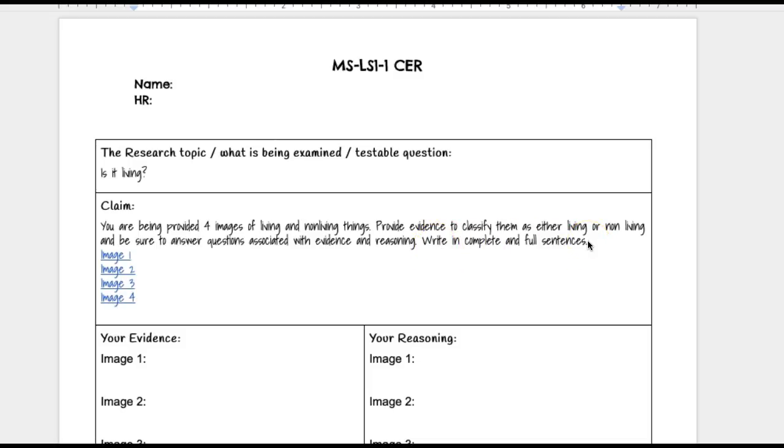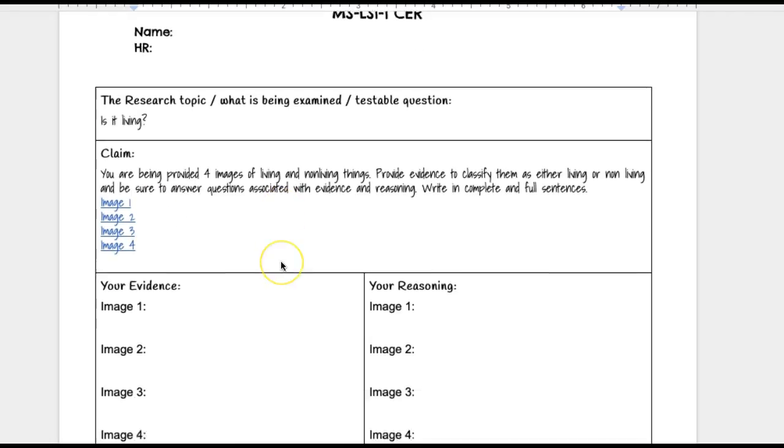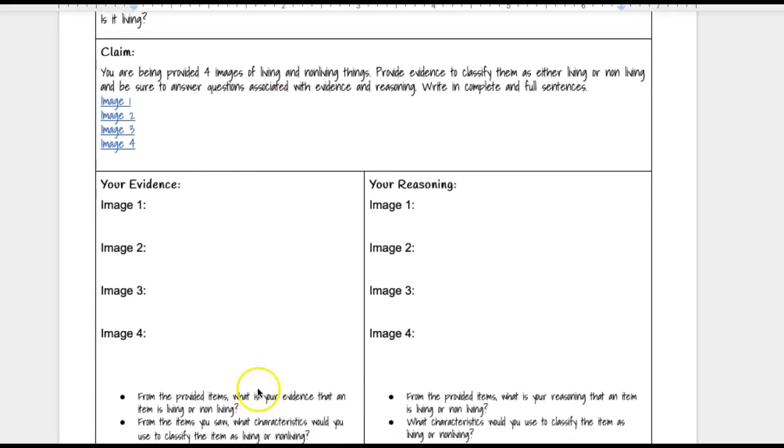I want you to think of this as essay quality work. Okay, here are some live links, so when you are in your own document, you can click on those links that will take you to the images. This is where you are going to be writing.